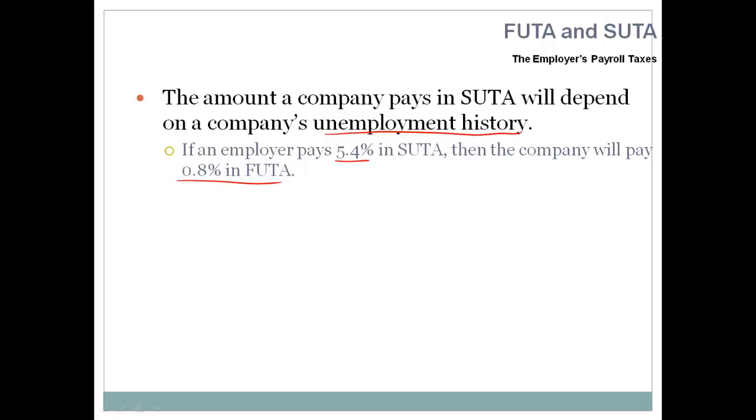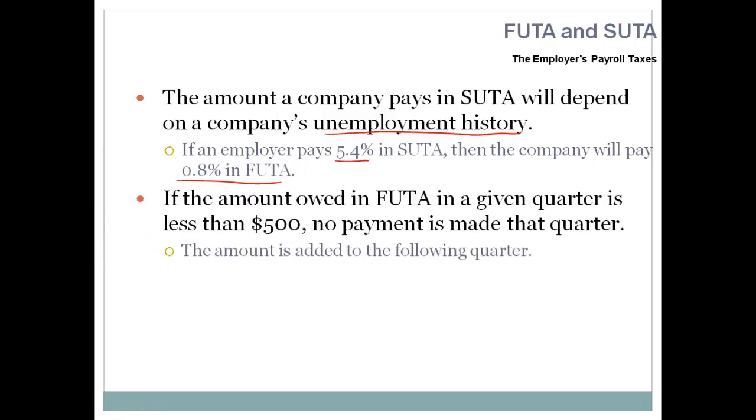if they're paying 5.4% in state. For the federal government, if the amount you owe in a given quarter is less than $500, then you don't pay that quarter, you just add it to the following quarter, until you get up to a $500 payment, or until you've paid all that you owe for that particular year. Because remember, you're only paying the unemployment on the first 7,000, and if you're only paying 0.8%, if you have a real small company, it may take you a while to get up to 500, but at the end of the year, you're definitely going to have to send it in because they do this each year.